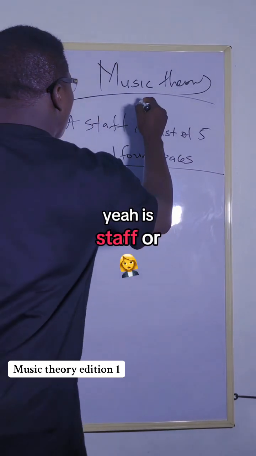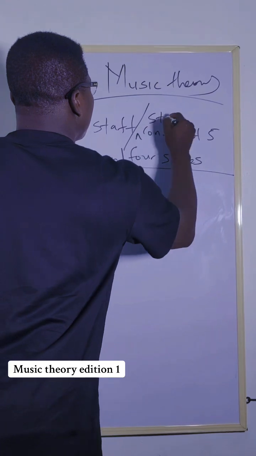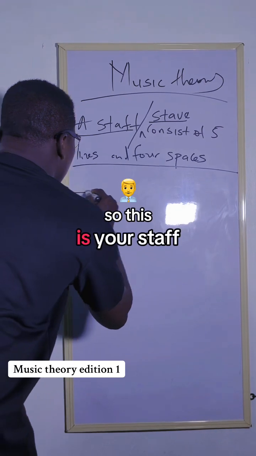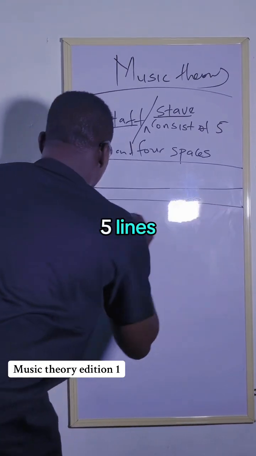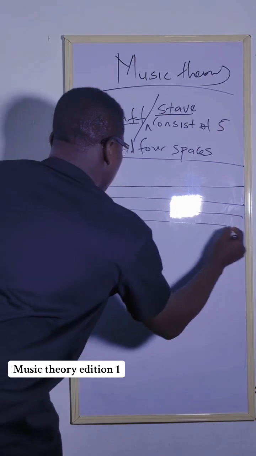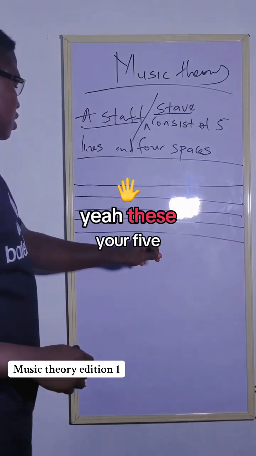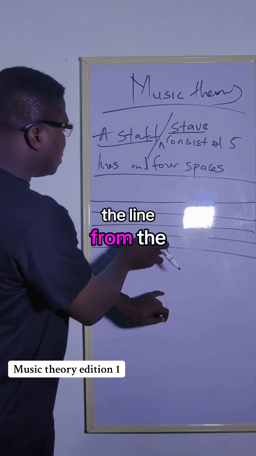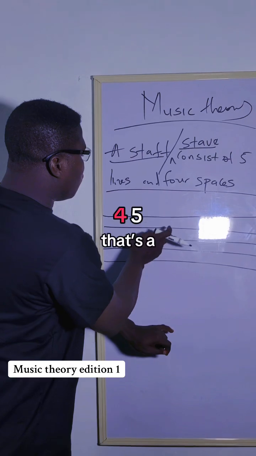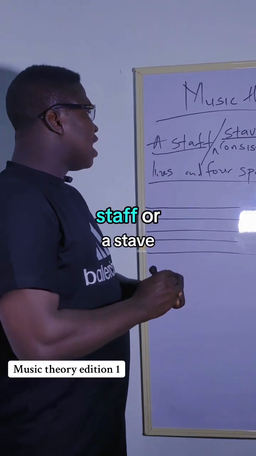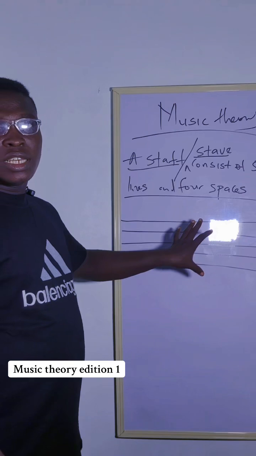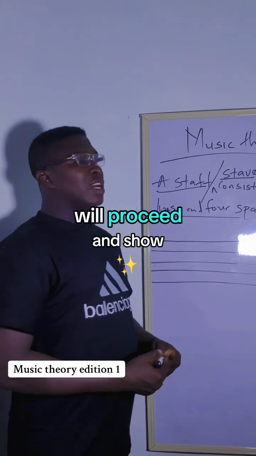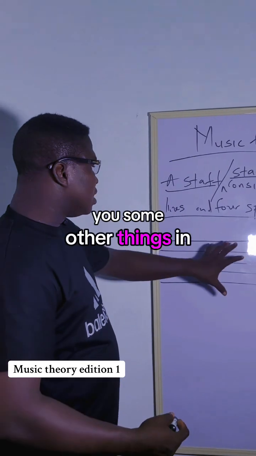A staff. So this is your staff. These are your 5 lines, and you count the lines from the bottom: 1, 2, 3, 4, 5. That's a staff in music, whereby from this we will proceed and show you some other things in the staff.